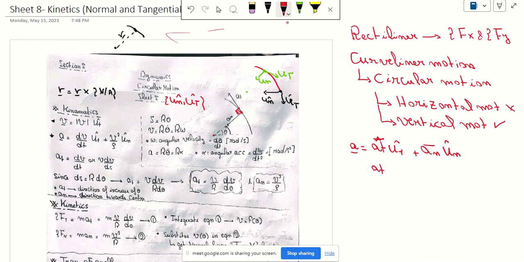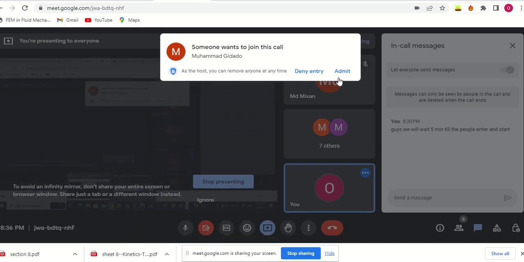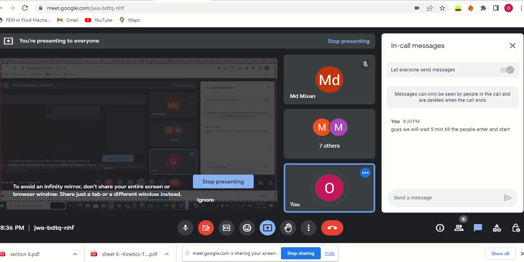And at is dv by dt, and an is v squared over rho. Okay, but if you remember, just give me a second to allow the others to enter with this.